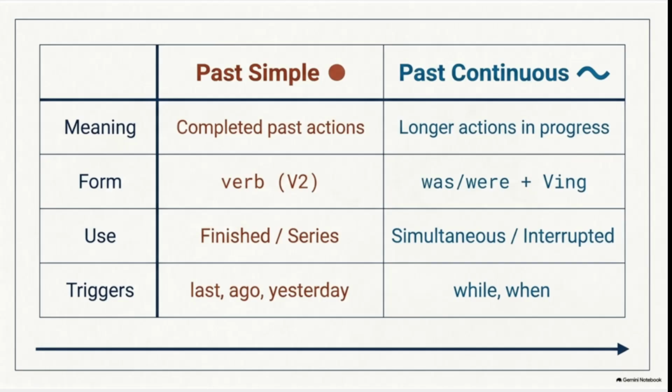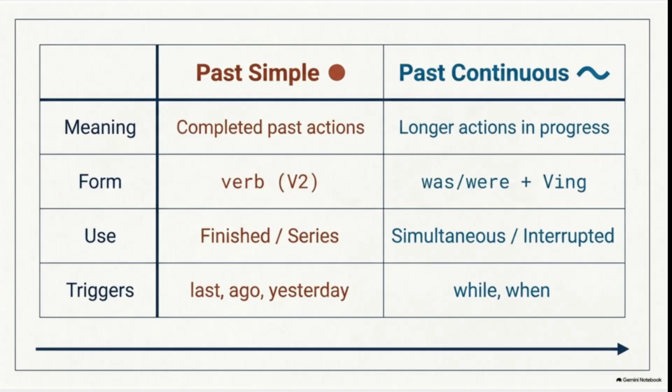Now, the past continuous describes longer actions that were in progress. Its form is was or were plus verb-ing. We use it for simultaneous actions and interrupted actions. Common words include while and when. For example, I was doing my homework when my friend called.